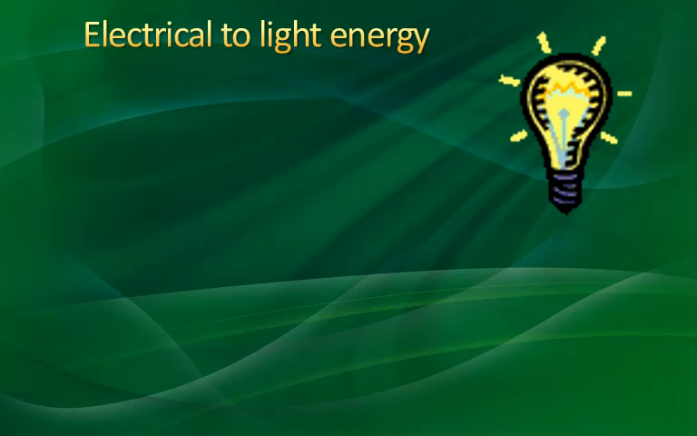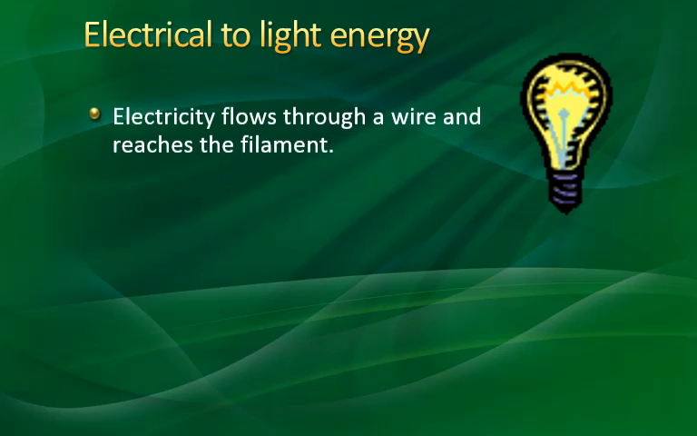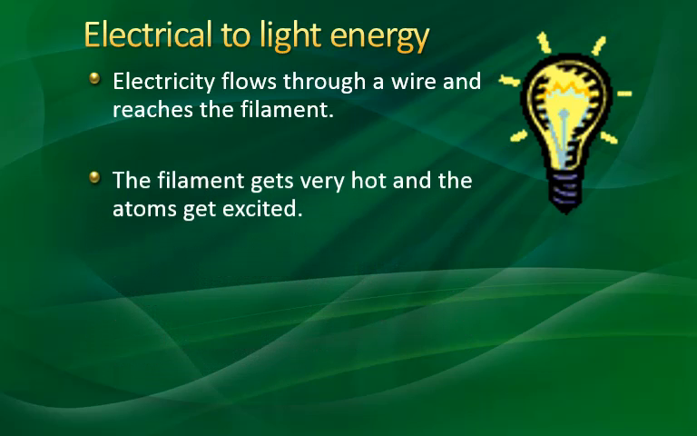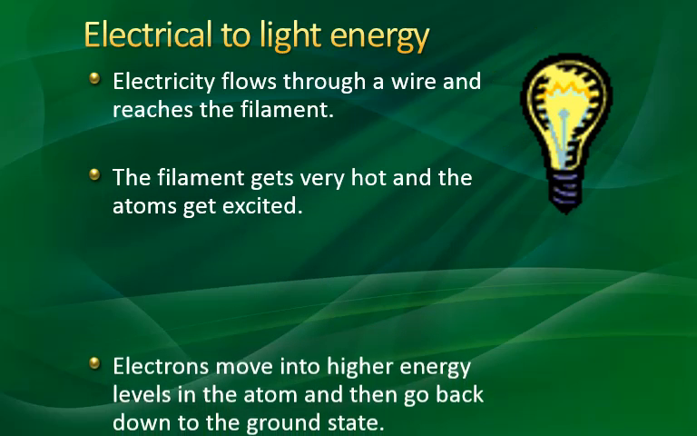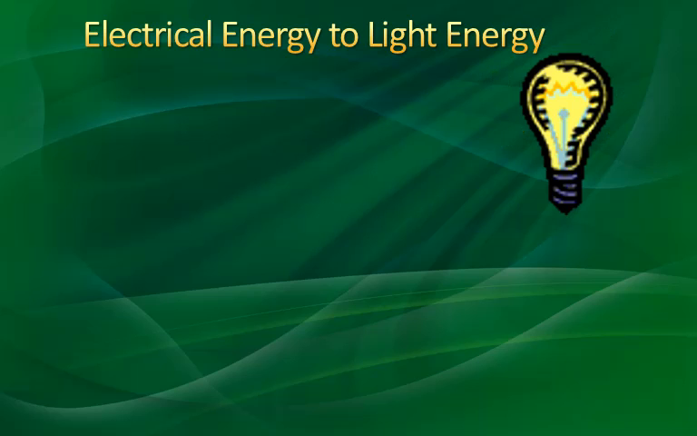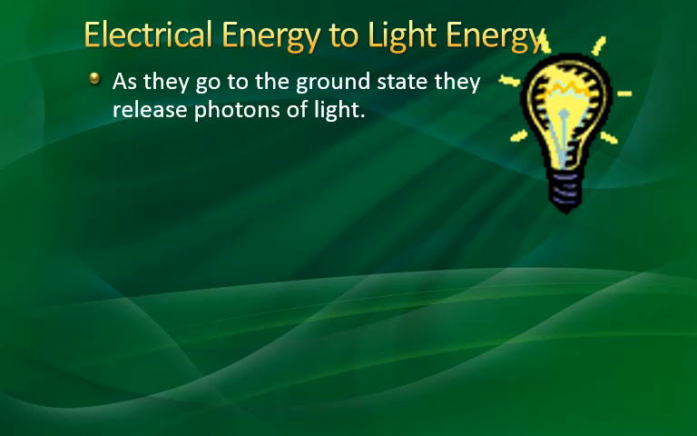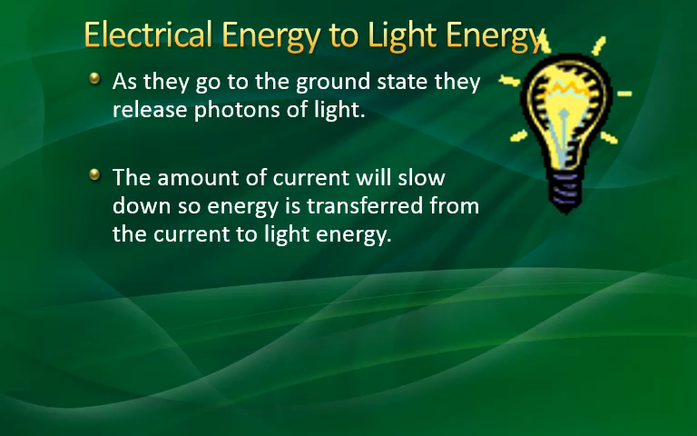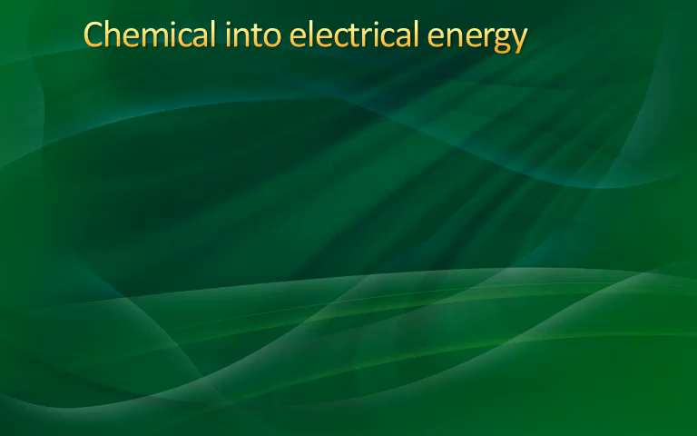Electrical to light energy is one thing that we can have, and we're going to look at that quite a bit next year. Electricity flows through the wire and reaches the filament. The filament gets really hot, the atoms get excited, electrons move to higher energy levels and then come back to the ground state or an intermediate state, shooting out light. As they go back down to the ground state or an intermediate state, they shoot out light, and the current will slow down. So energy is transferred from the current to light energy, and so it's using up a certain amount of voltage, and we're going to look at that next year, and radiating that light out.